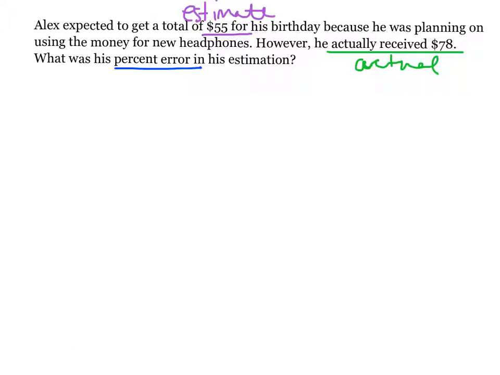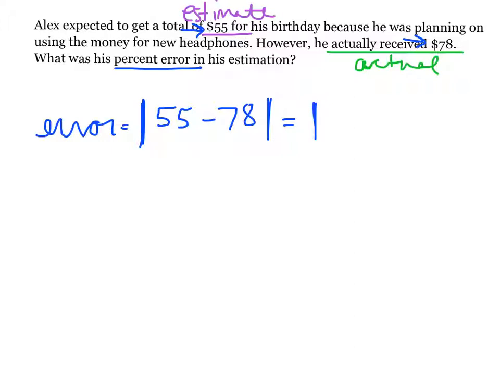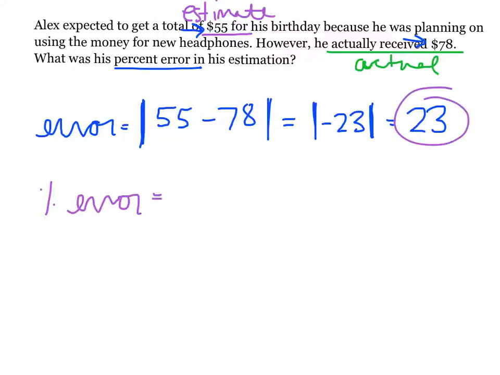Now that we have everything, let's find our error. And remember, error is absolute value of estimate minus actual, which gives us the absolute value of -23. And remember, it's always positive, so our answer is simply 23. However, that's only the error. Let's find our percent error now. Percent error is error, or 23, divided by actual, 78.